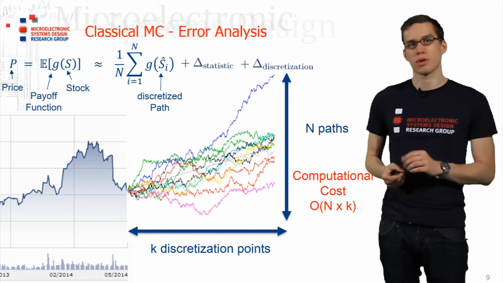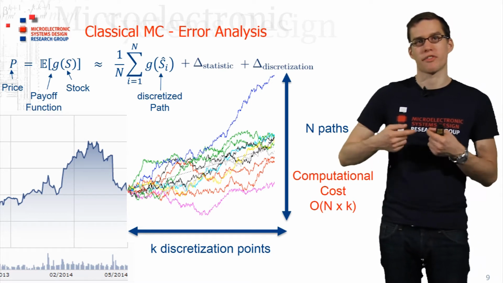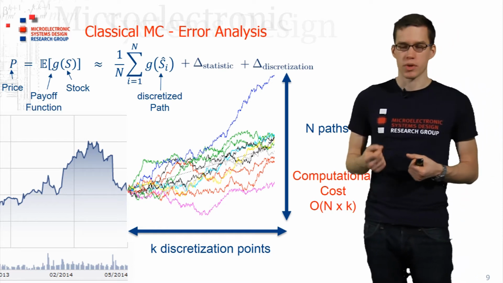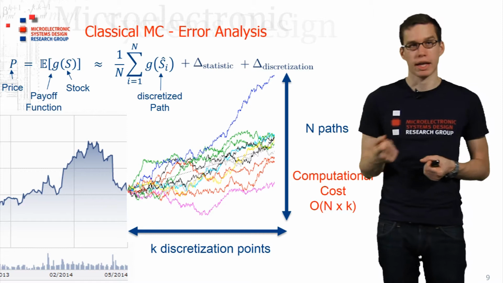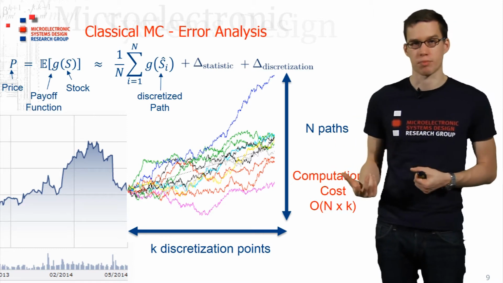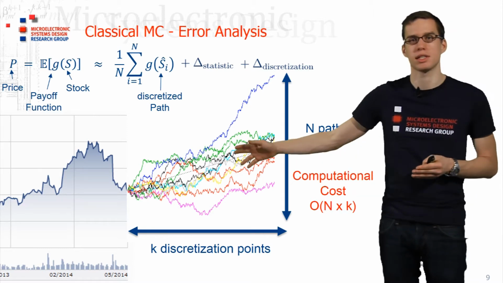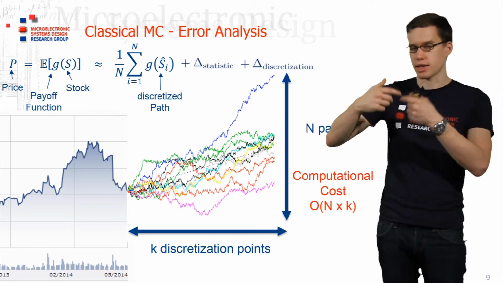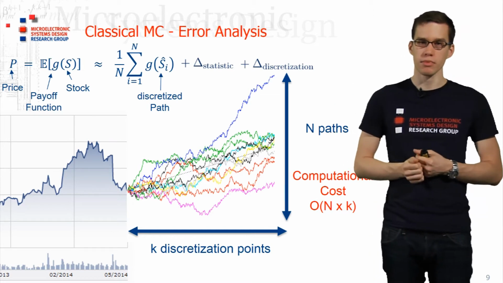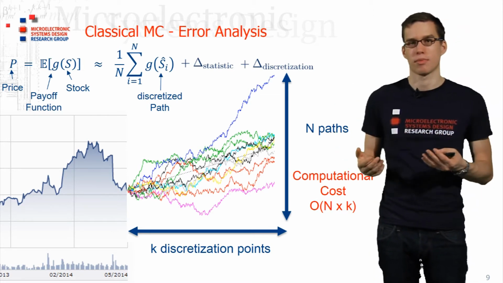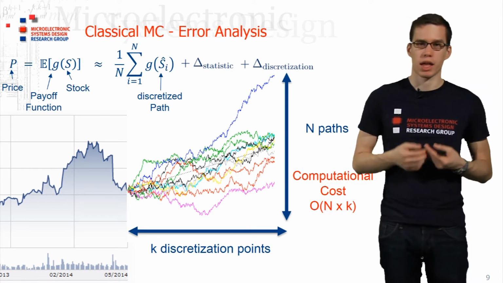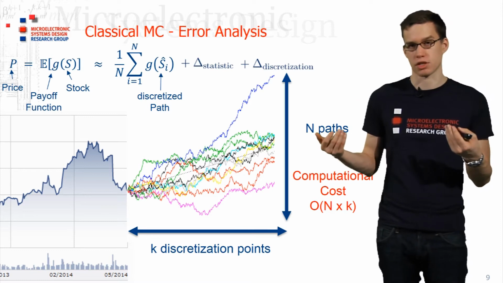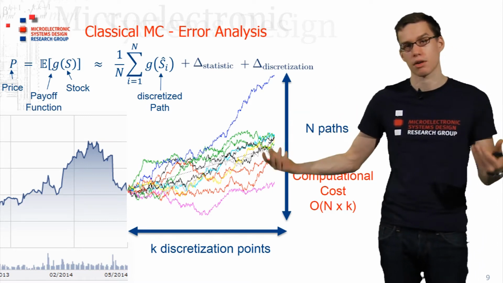In a Monte Carlo setting, we are averaging over a finite number of paths, and in addition, we don't take the payoff of the stock S, but the payoff of a discretized path. Because as you can see already here, stock prices can get arbitrarily complex. And when we simulate a Monte Carlo path, we have to account for only a finite number of discretization points, like 10 or 20 or 100 or 1,000.